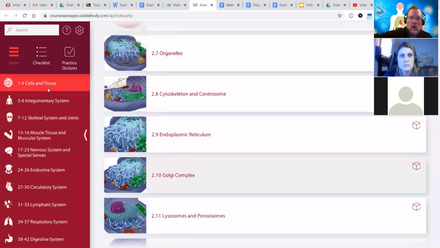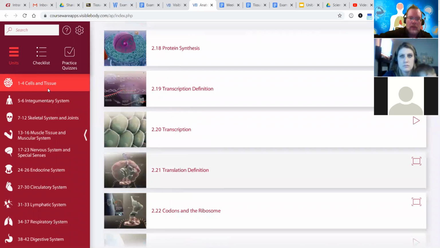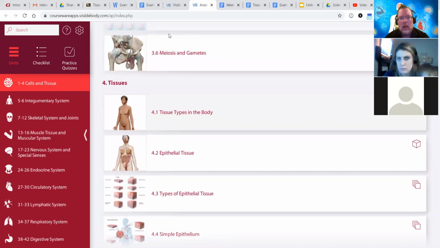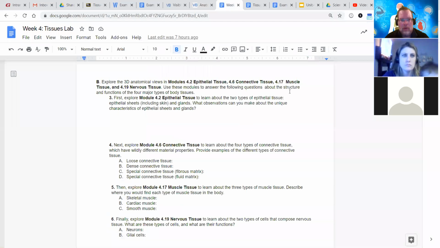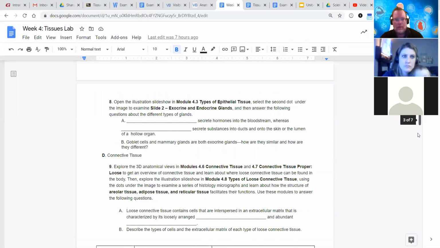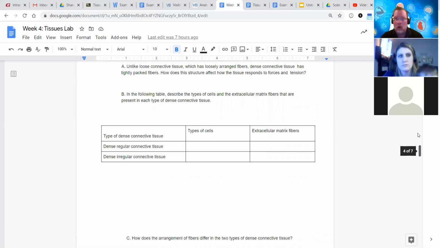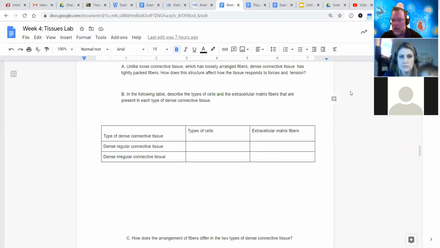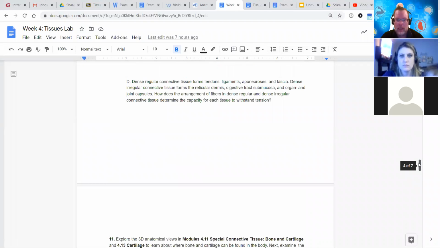All of you did hopefully 1 through 3. This week you're going to spend a little bit of time looking at the tissues. So again, 4.1 all the way through lines up perfectly with what you're going to be doing in here. In the assignment itself, most of the information is going to be from 4. I don't need you to do a heck of a lot with skin in here. So your focus is going to be on 4.